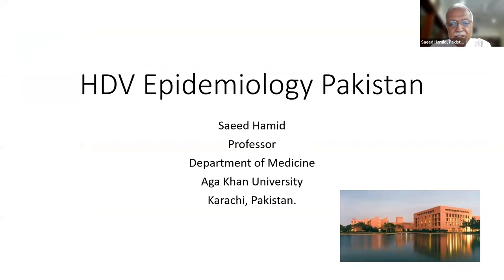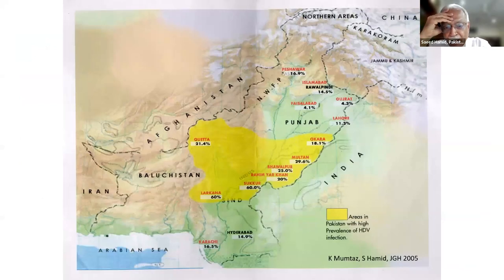Anyway, I just have a very short presentation. Pakistan is a high burden country for Delta. We know this from multiple surveys. Unfortunately, these surveys are mostly done in clinics and there are no really good population-based surveys. But nonetheless, this is a large hotspot, you might want to call it, which is in the middle of the country, which covers the upper part of the province of Sindh.